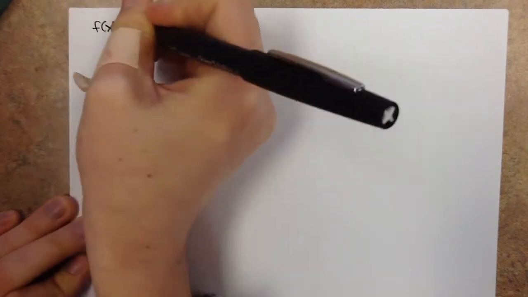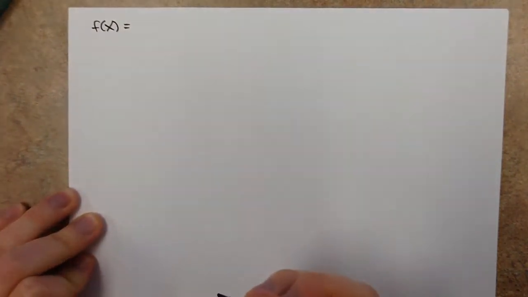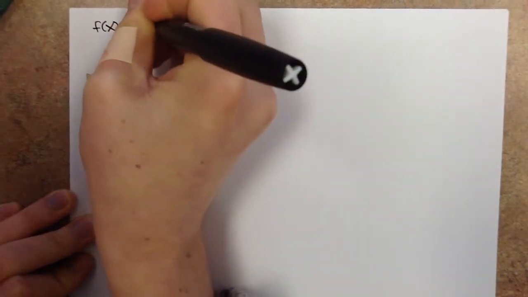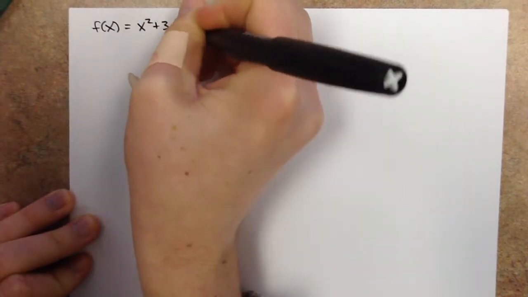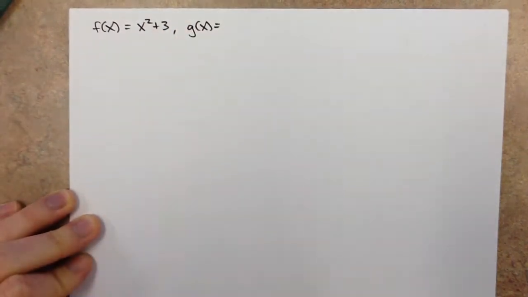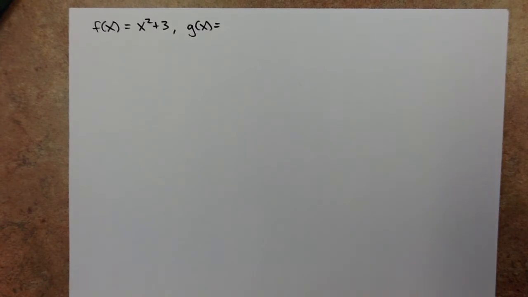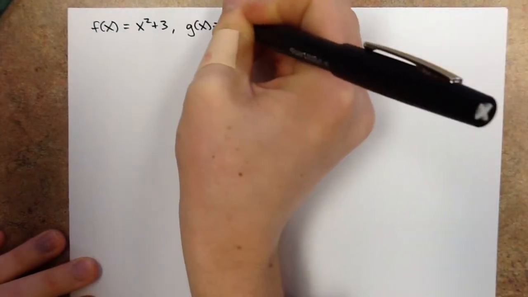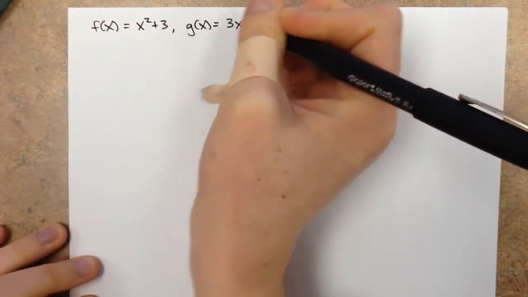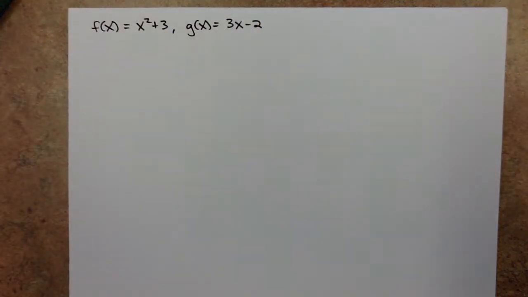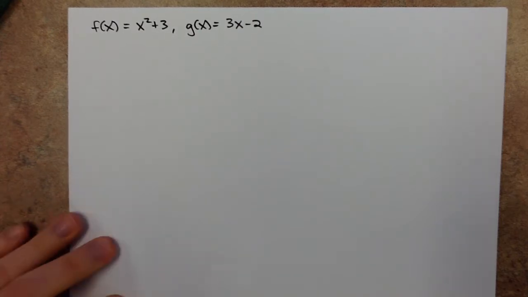So I'm going to give you guys two functions. We've got f of x equals, let's do x squared plus 3, and then g of x equals 3x minus 2. All right, so we are going to add, subtract, multiply, and divide these functions.